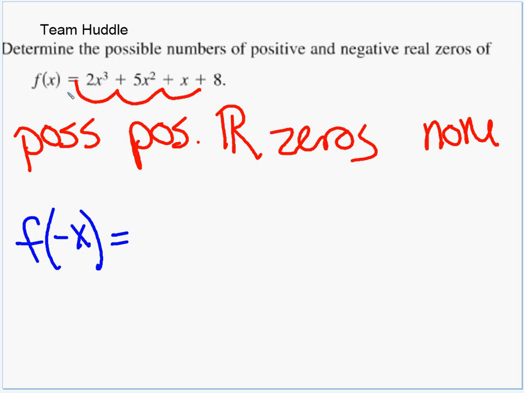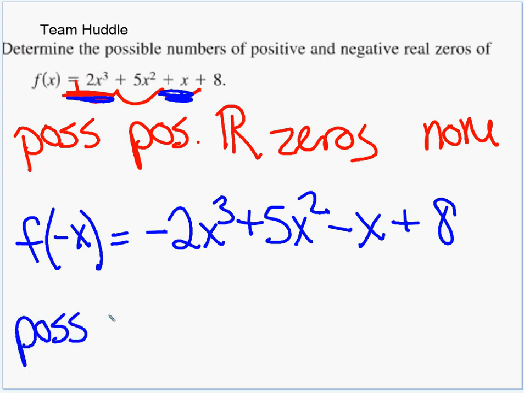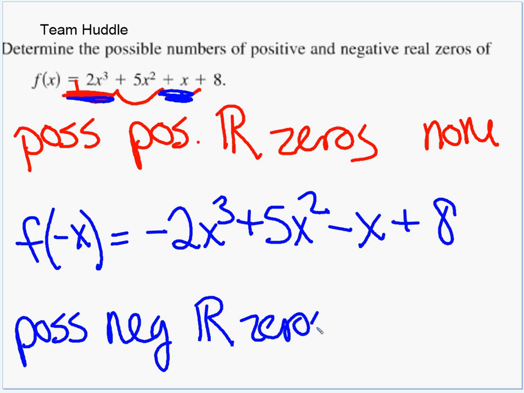Let's do f of negative x. So, blue ink, the first one is 2x cubed. That sign will change. The 5x squared, it's an even exponent, so it's going to stay the same. The x to the first will change to a minus x to the first, and the plus 8 will stay a plus 8. So now we have our possible negative real zeros.